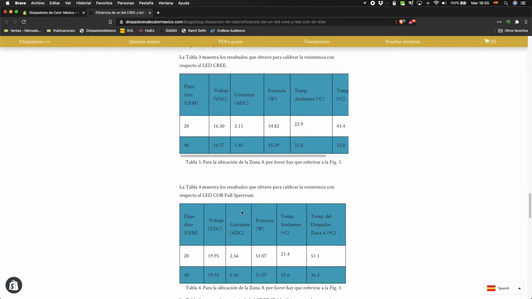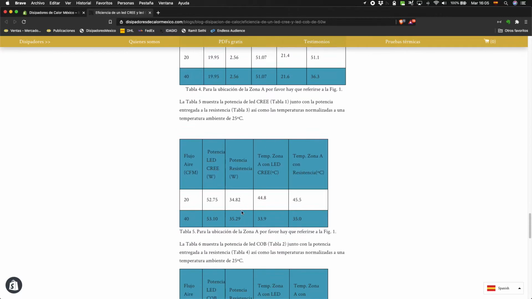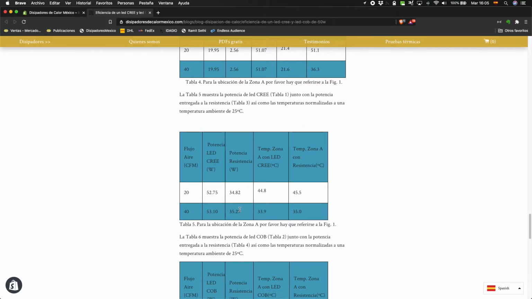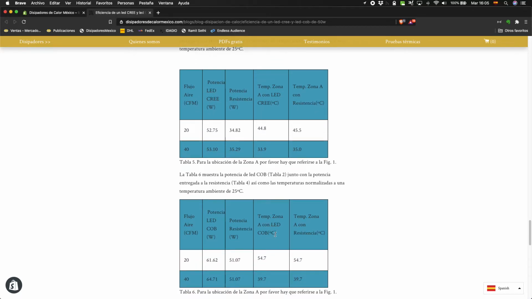And these are the tables with the results. This table shows the temperature. Both of these tables show the electric power given to the LED. This is the CREE LED, this is the COB LED, and this is the power given to the heater, the resistance. This is the temperature in zone A when the CREE LED is on the heatsink, and this is the temperature when the heater is installed in the heatsink.